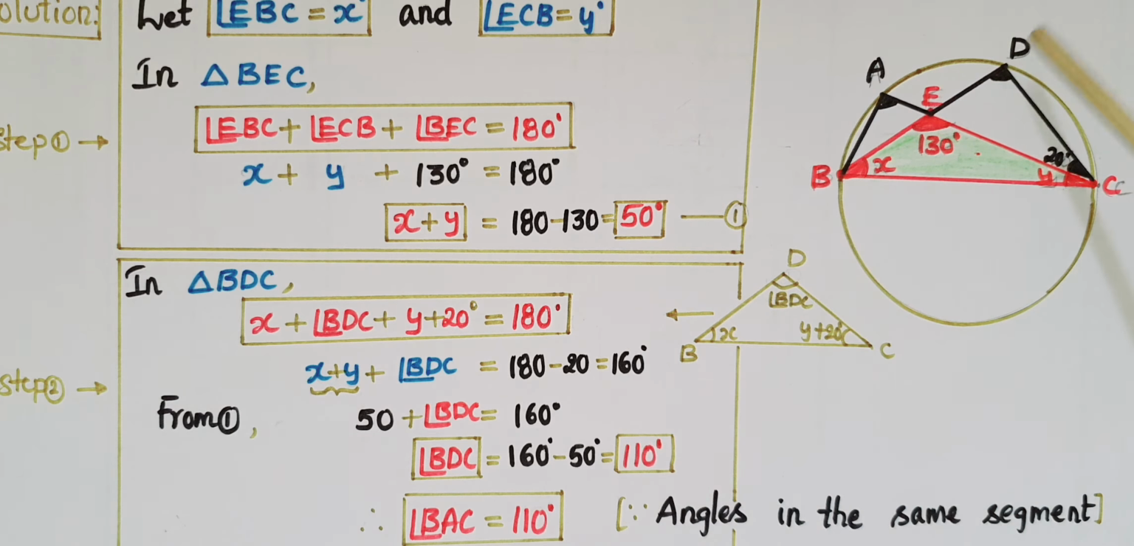Once you calculate angle BDC, note that these two angles are angles in the same segment. So angle BAC is equal to 110 degrees, because these two angles are equal, angles in the same segment.